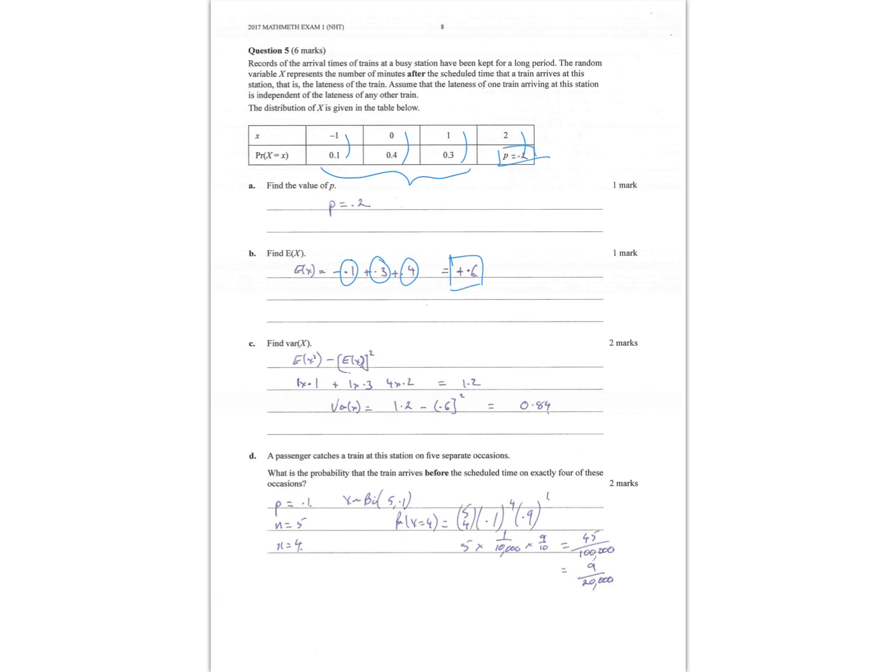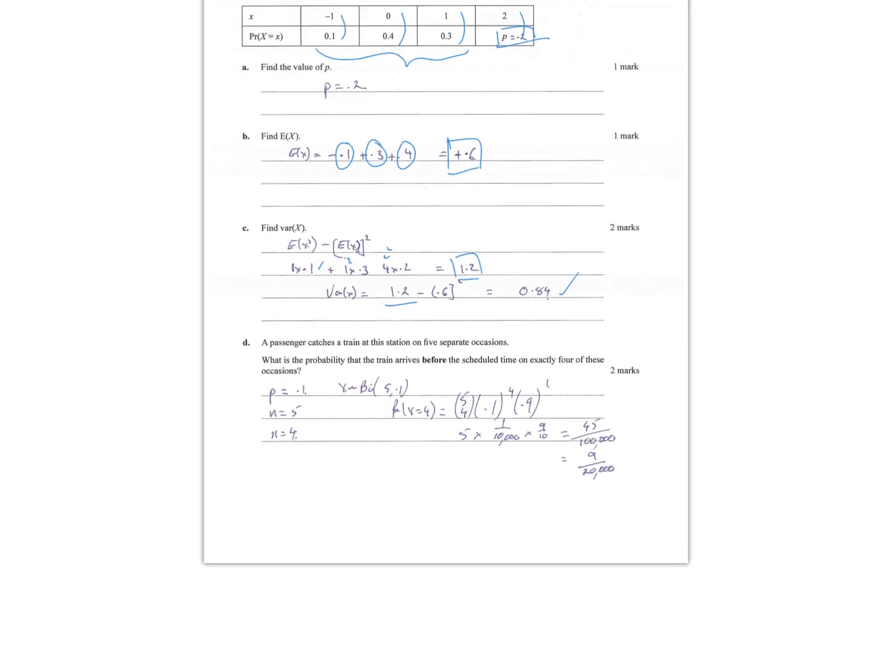The variance is E(X squared) minus E(X) all squared. So again, it's -1 squared times 0.1, that's 1 squared, 4 is 2 squared, multiplying by the probability. So the variance of X is E(X squared), which was 1.2, minus E(X) squared, which is 0.6 squared, which is 0.36. And that calculation is not beyond us.